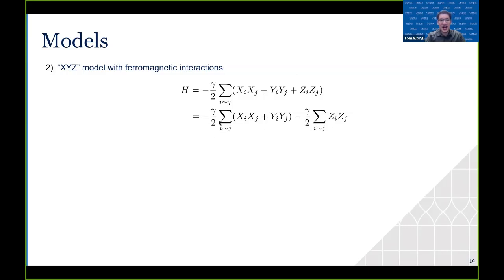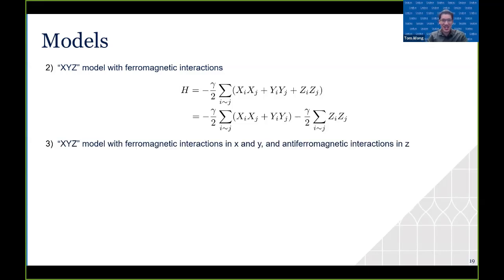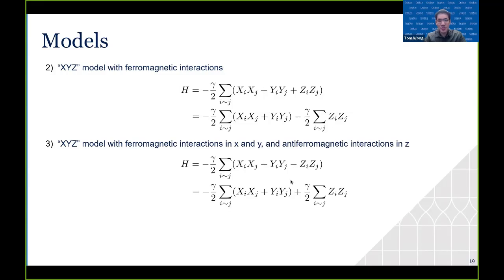So where we have ferromagnetic interactions in X and Y and antiferromagnetic interactions in Z, meaning that in the Z direction, the magnets want to point in the opposite direction from each other. And it turns out that he was a great person to ask because he actually worked on these systems for his PhD thesis. And so he actually gave me some examples of this. Again, the only thing we're changing in this third model is that the Z component has the opposite sign. So if we split off the XY sum from the ZZ sum, this just has a plus sign now instead of a minus sign.